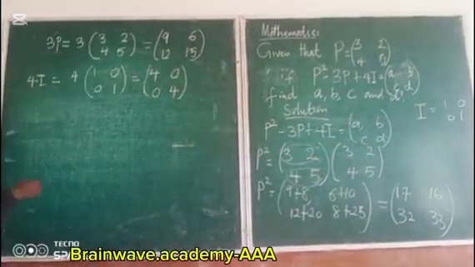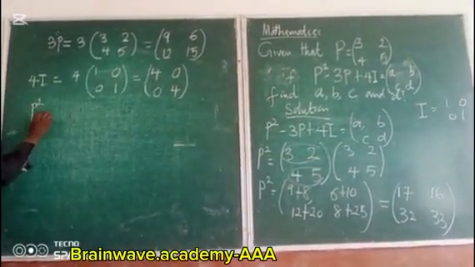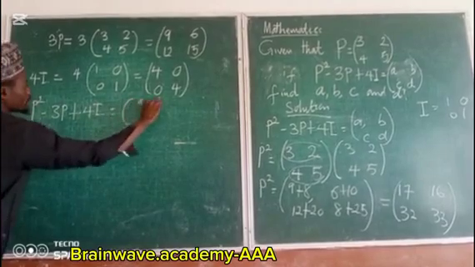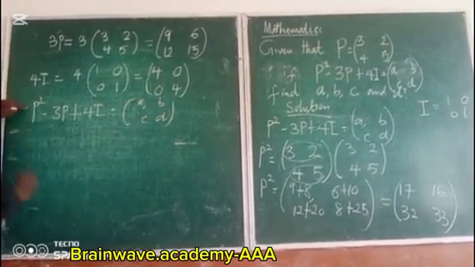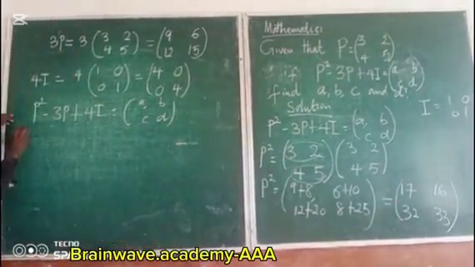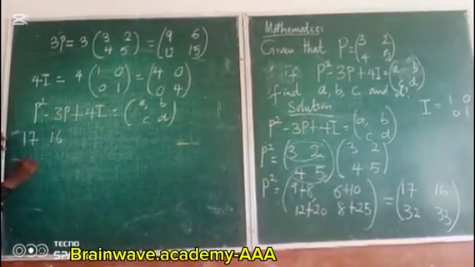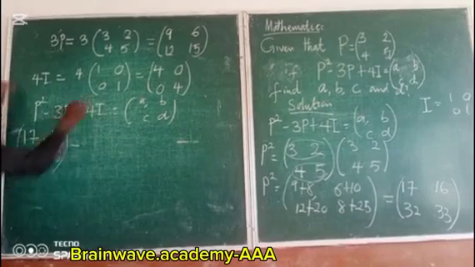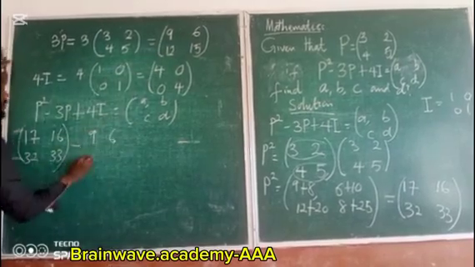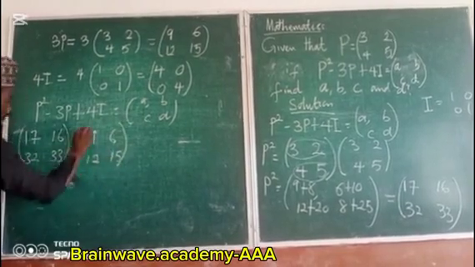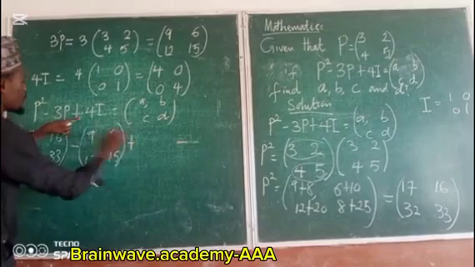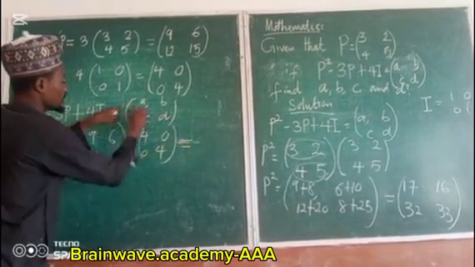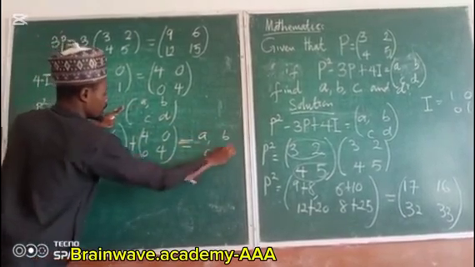Then have to write the equation again. I'll follow up. You have p squared minus 3p plus 4i is equal to a, b, c, d. So p squared is this 17, 16, 32, 33. Minus 3p. 3p is this 9, 6, 12, 15. Then plus 4i. 4i is 4, 0, 0, 4. Then equal to A, B, C, and D.